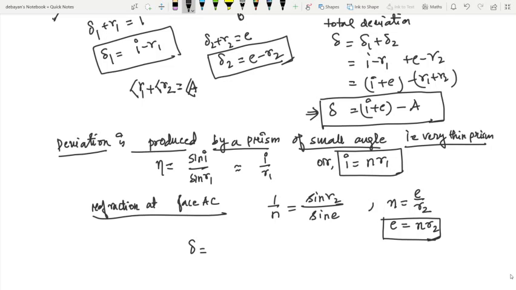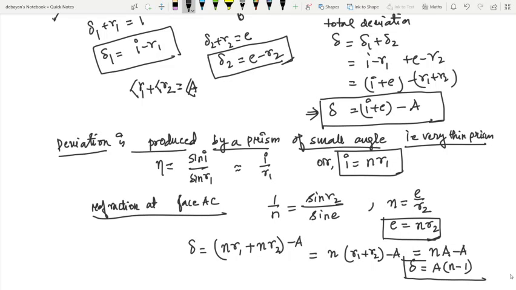So if we take A as common, this is A into n minus 1, when the refracting angle is small. That is one of the formulas. The deviation can be written as A into n minus 1 if the refracting angle is very small. So the deviation produced by a very thin prism does not depend upon the angle of incidence. That is, for a given prism it is a constant quantity, and of course a thin prism will give less deviation of light.